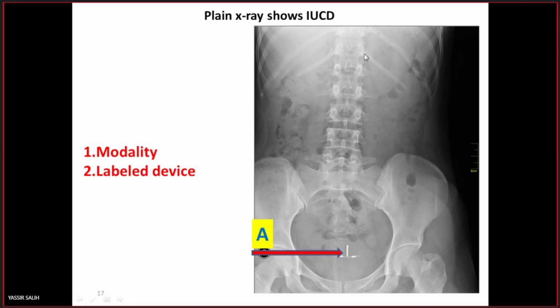For which part? IUCD. The imaging study. Pelvis. Pelvis only? Abdominal. Yes, this is abdominal.